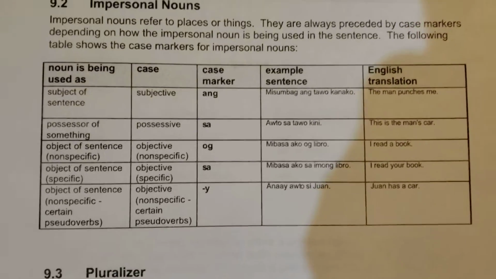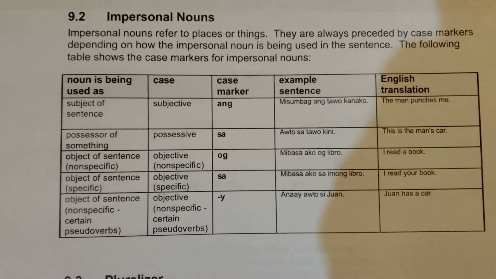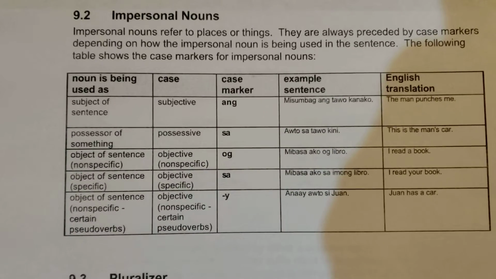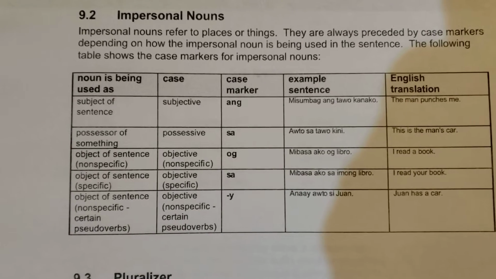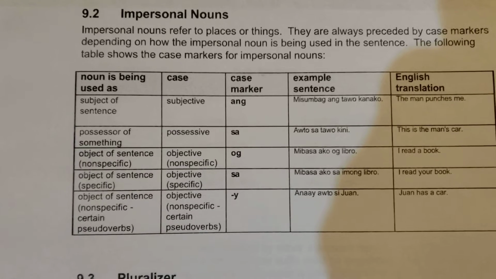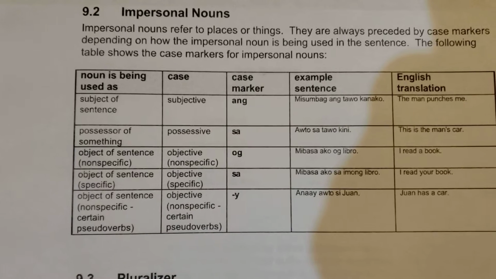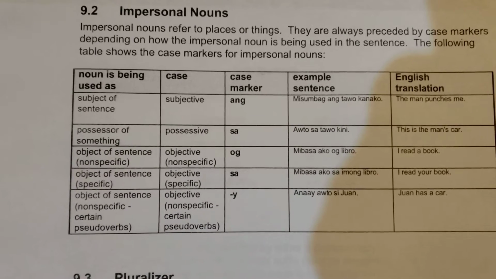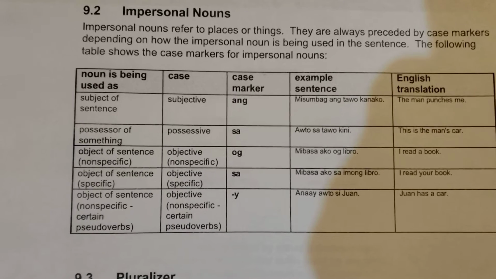The next sentence: I read your book. Now we're using a specific book. We will use sa. Mibasa ako sa imong libro. The sa is being used because this is the objective case, specific, your book. The object of the sentence is the noun being used.